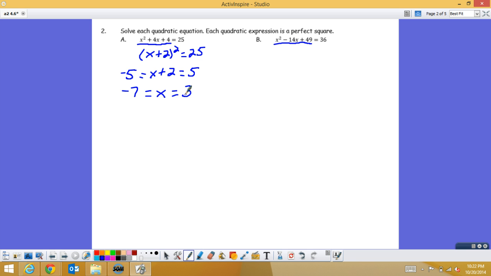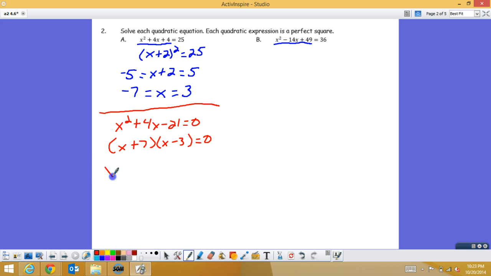Now, since we got integers for answers, or rational numbers, what that tells me is that this could have also been solved by factoring. And if we think back to the 4 or 5 section, we could have subtracted 25 from both sides, so x squared plus 4x minus 21 is equal to 0. And then what factors of negative 21 add up to 4? Well, positive 7 and minus 3. So that means that x plus 7 would equal 0, or x minus 3 would equal 0. Solving each of these for x, we get x equals negative 7, or x equals 3. And we got the same answer with both methods.